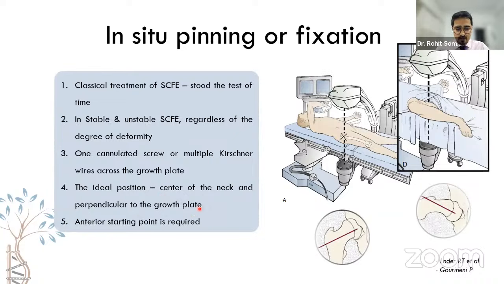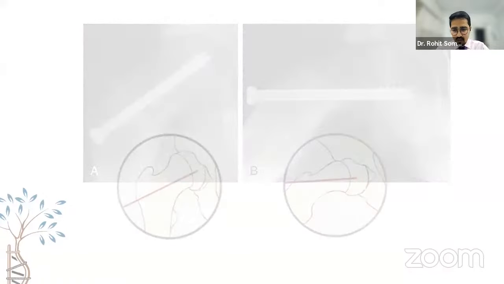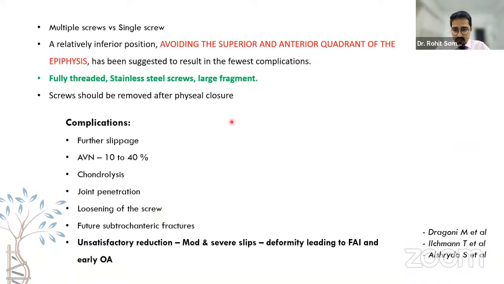Several methods have been described for placing these screws and wires. We can use a traction table, a radiolucent fracture table, or a radiolucent table. But the essential thing to remember is the anterior starting point that is needed for the screw to go properly in the center on the lateral view, and on the AP view, you have to go perpendicular to the physis. Another important thing to remember is that we have to pass at least 4 threads distal to the physis.